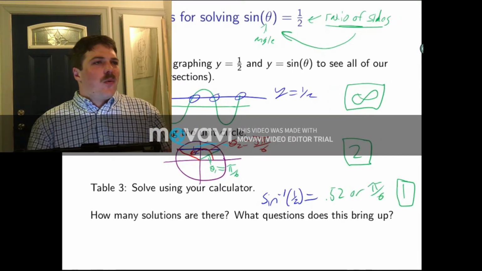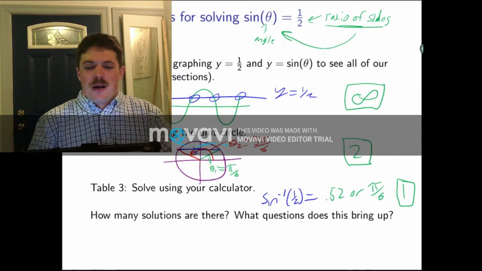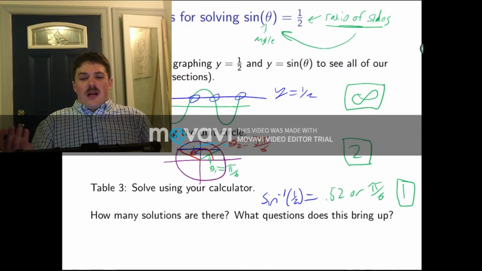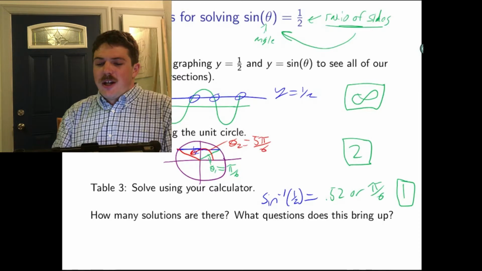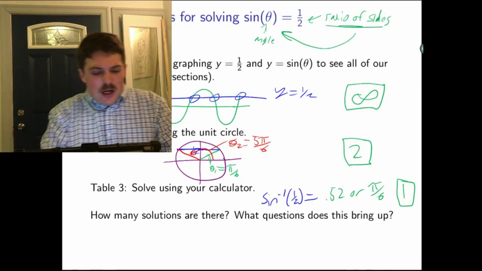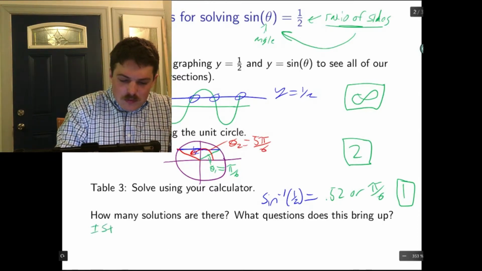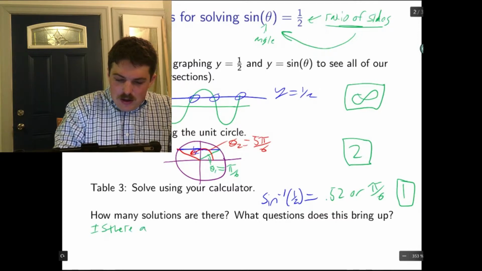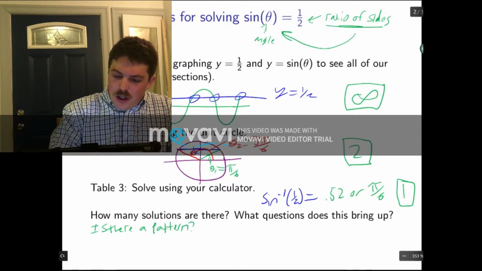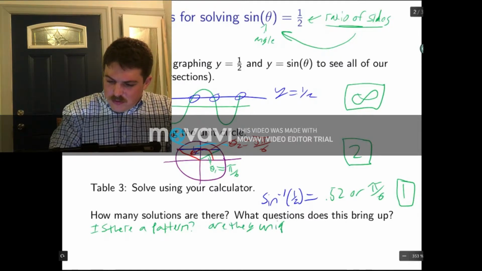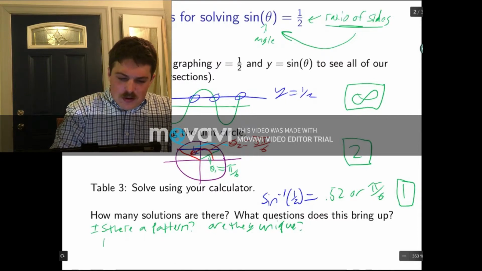So what's going on here? What questions is this popping up for you about how many solutions we have for theta when we have it equaling a ratio of sides? Awesome. Is there a pattern? Are they all unique? How do we solve for multiples? Awesome.